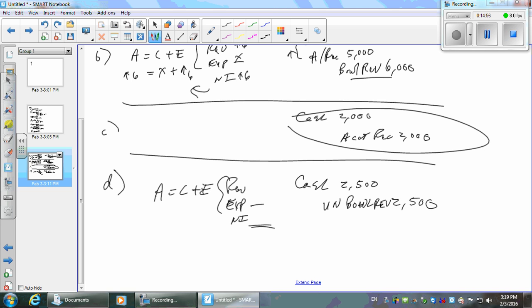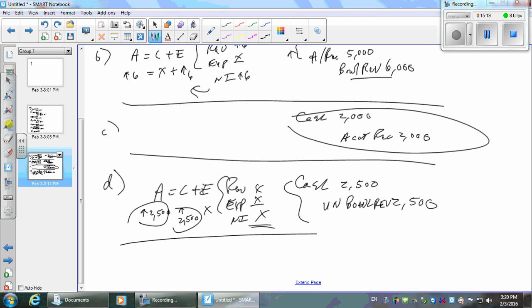Okay, debit cash, what's that? Increase in assets. Credit unearned bowling revenue, what's that? Increased liability. All right, is there anything else over here? No, nothing else. So no effect elsewhere. Increase assets, increase liabilities by the same amount. Boom. Okay. I guess we got one more.